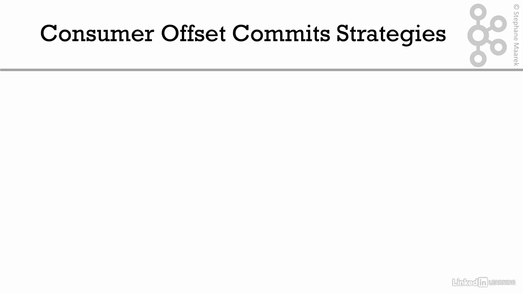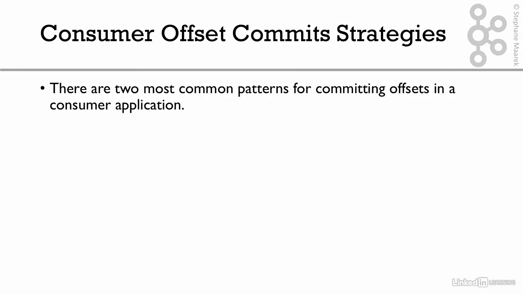So now we're going to talk about consumer offsets commit strategies. Currently, everything's been working magically for us, but it's time for us to understand what happens when we commit the offsets. And so to me, there are two most common patterns for committing offsets in a consumer application. They're not only two, but these are the most common, so I'm showing them to you. Two strategies are the following.